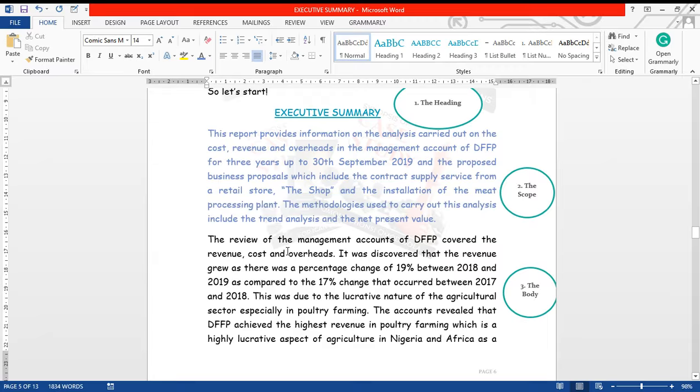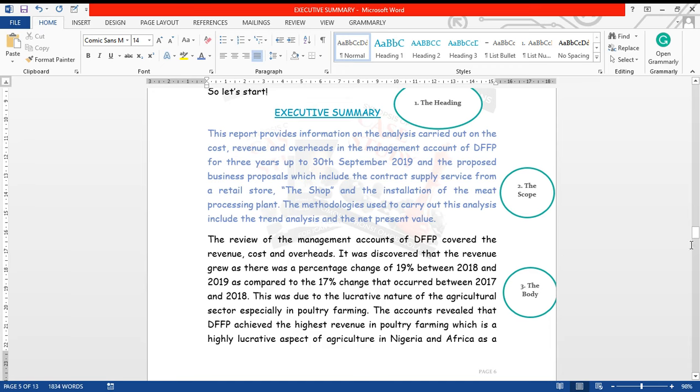So what are the methodologies? The methodologies you use to carry out this analysis include the trend analysis and net present value. And if you made any assumptions, state them there, or if you have a question in mind, or a skepticism, you can state it there as well. So that's just the first paragraph of your executive summary, like I said earlier.